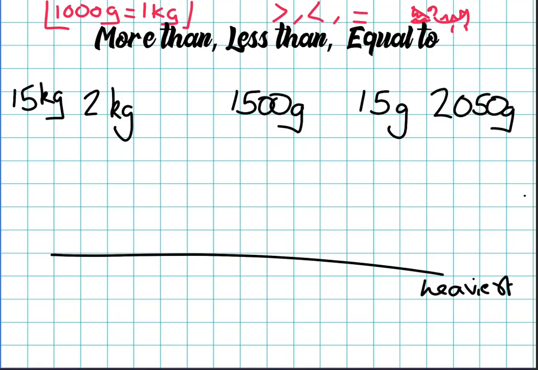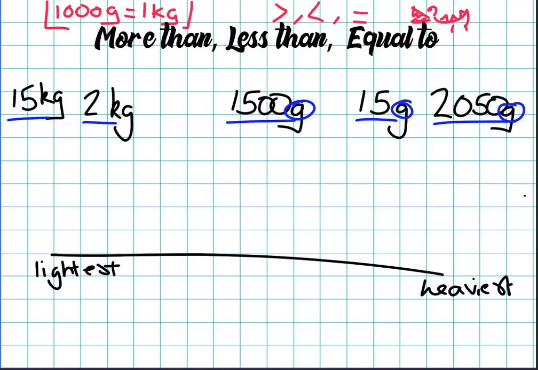And this one is going to be the opposite, so that's going to be the lightest. And I'm going to try and order these measurements using that knowledge of how many grams are in a kilogram. Okay, so reading across then, I've got 15 kilograms, 2 kilograms, 1,500 grams, 15 grams, and 2,050 grams.